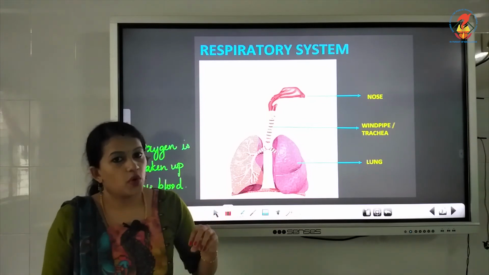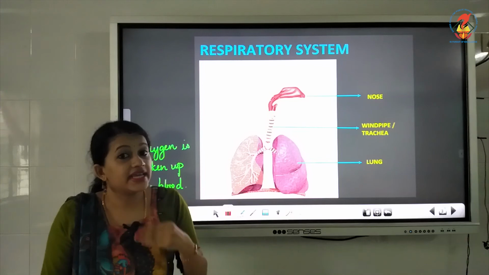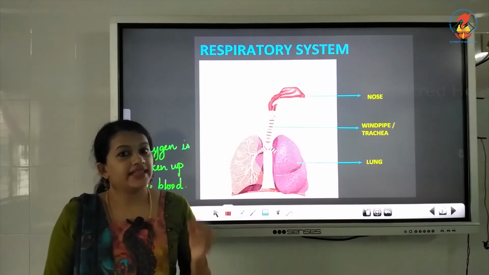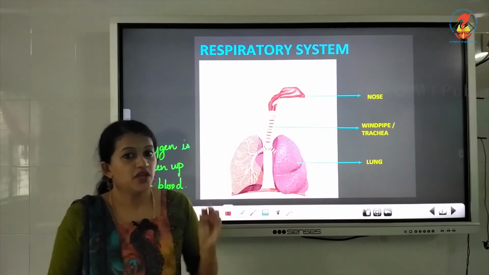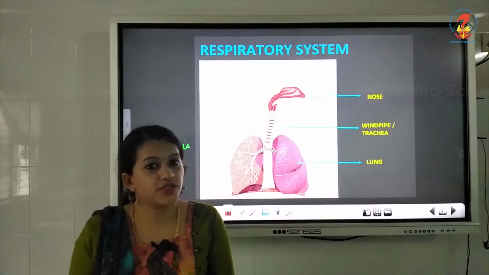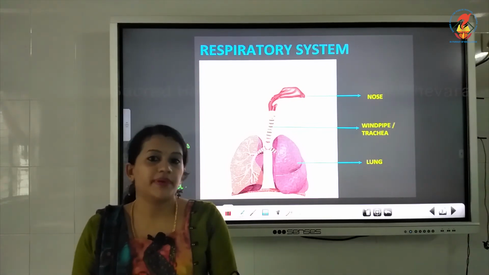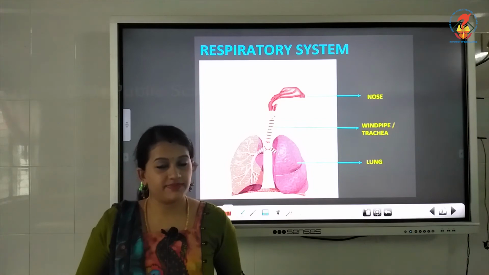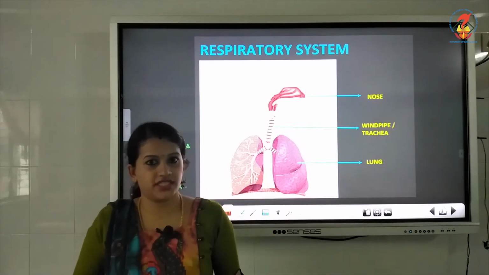Okay, then we know that we breathe in air. The air we breathe in is known as inhaled air and the air is having what? Dust particles. Those dust particles are actually trapped by the small hairs that are present inside our nose. And the air that we breathe in is rich in oxygen. That means the air that we breathe in contains a lot of oxygen gas.